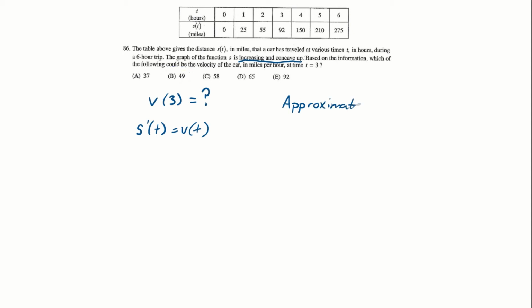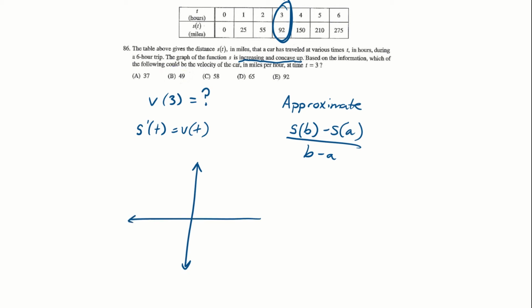And we know that a great approximation of the derivative, or an approximation of the tangent line, is a secant line. That would be just your slope, s of b minus s of a over b minus a. The key here, though, is if I'm trying to estimate at 3, I want that to be in the middle of my endpoints, because I want to center that t equals 3 value that I'm trying to find.